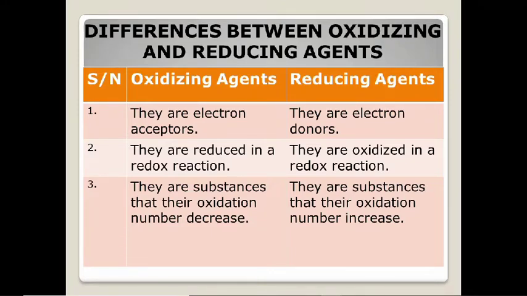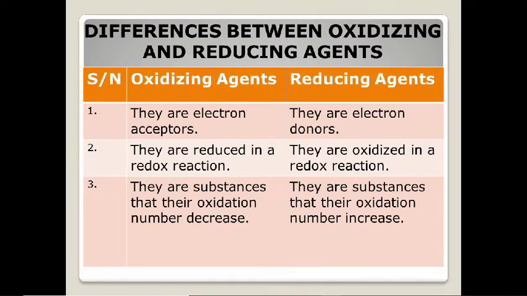Oxidizing agents usually undergo reduction in a redox reaction, while reducing agents usually undergo oxidation in a redox reaction.